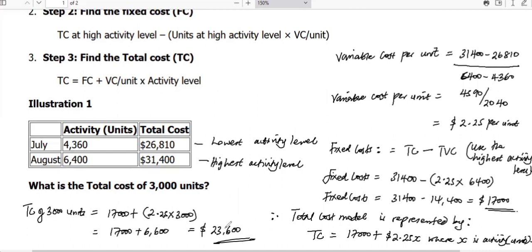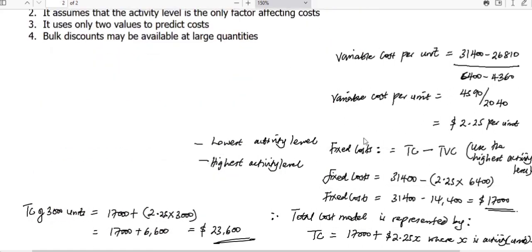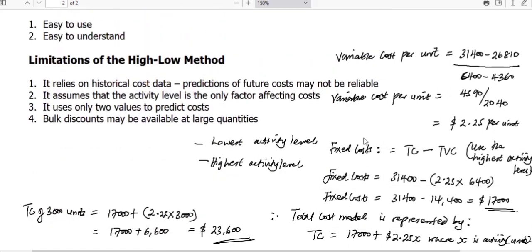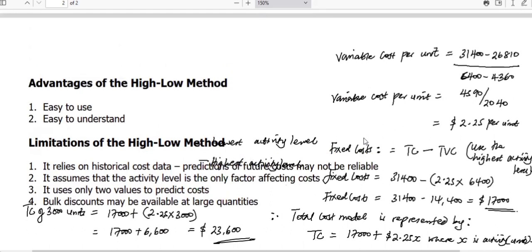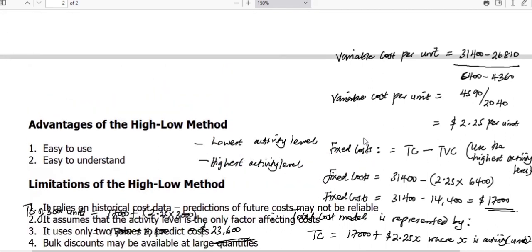So you see, we can use the high-low method to split mixed cost into their variable and fixed cost elements. And you can still use this same method to predict costs as we have seen. So in this case, the cost of 3,000 units, we have $23,600. That is how we use the high-low method. Of course, it has advantages as well as some disadvantages.